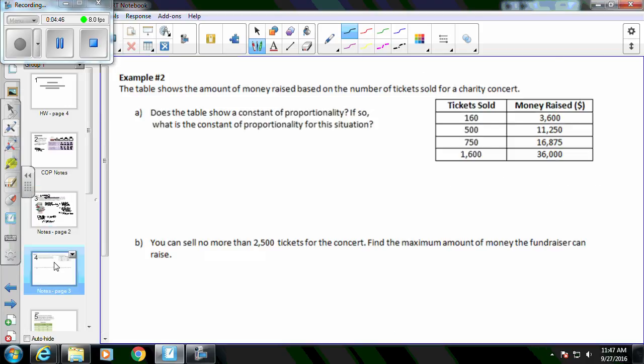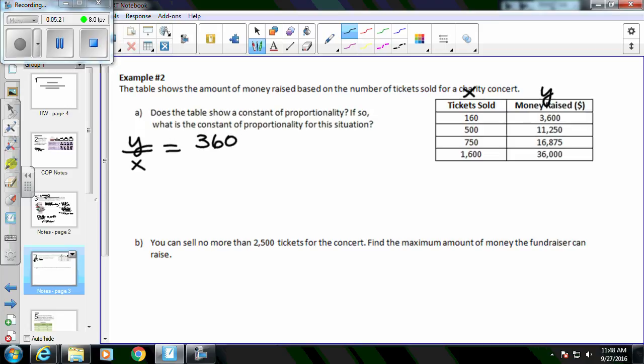So on the next one, we have a table that shows the amount of money raised based on the number of tickets sold for a charity concert. Does the table show a constant of proportionality? If so, what is the constant of proportionality for this situation? So first we have to decide if it does show a constant of proportionality. So we want to know if it's proportional. So we're going to have to look at our money raised, because that's our y value. Think of this way as x and y. So our money raised over our number of tickets sold.